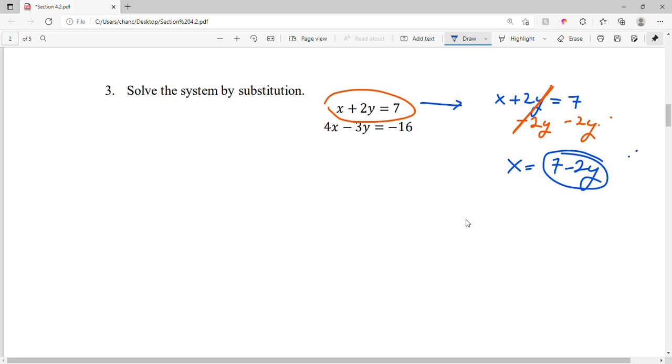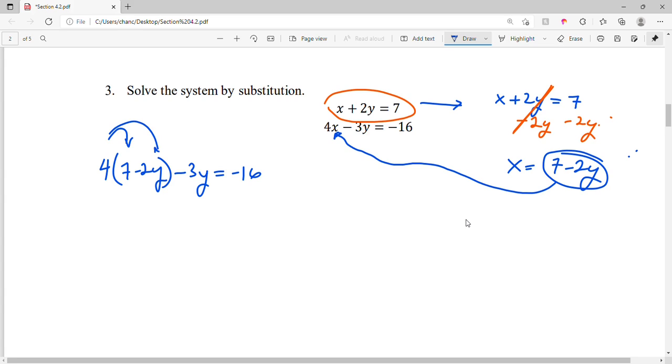Now the x is solved for, and we can plug this into the second equation for the x. This gives us 4 times (7 minus 2y), when we do the substitution, minus 3y equals negative 16. This is the time to distribute. 4 times 7 is 28. 4 times negative 2y is negative 8y. We bring down the negative 3y, and that's equal to negative 16.